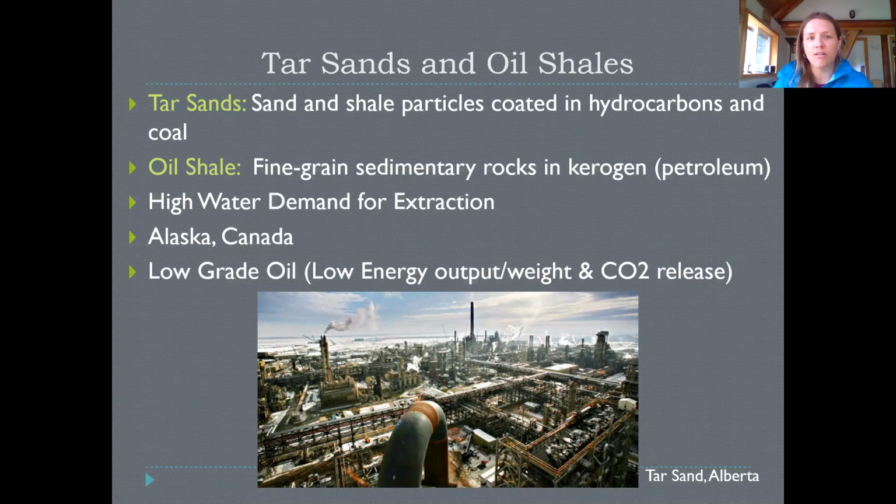And this is particularly done in places like Alaska and Canada. And this is considered a low grade oil product. So there's low grade output or low energy output compared to the weight of the ultimate product that we get and compared to the amount of carbon dioxide that's released. So it's moving more towards the coal side on those charts that we looked at a few slides back. So not as much bang for your buck. And this is a big tar sands facility that's in Alberta.